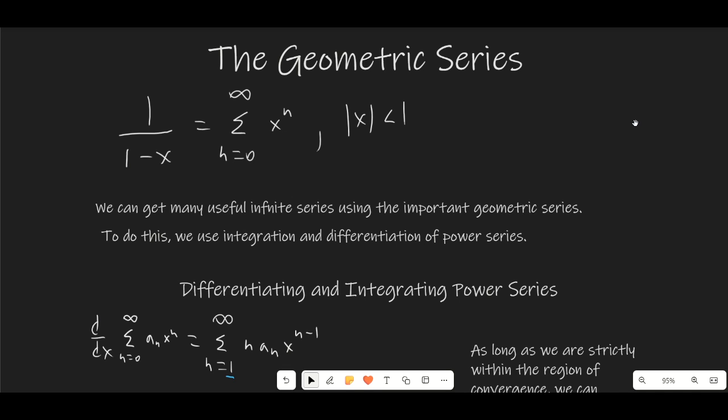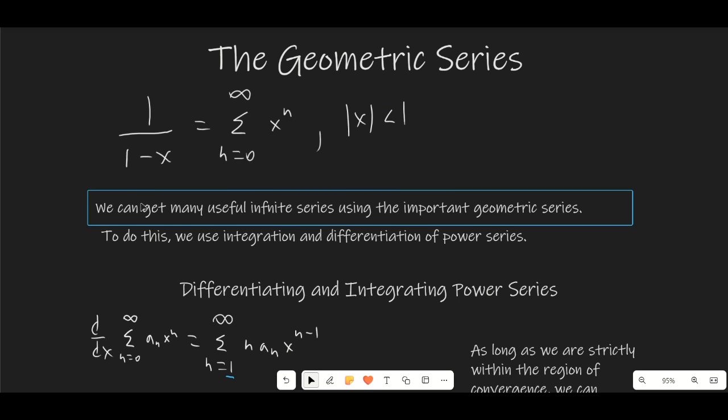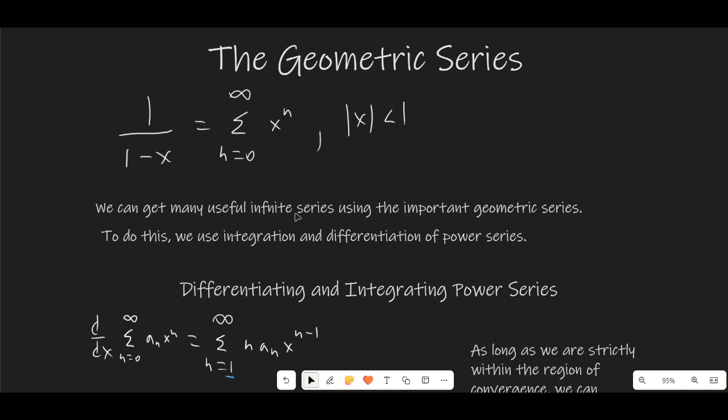So the most important one by far is the geometric series here. This is 1 over 1 minus x is equal to the sum from n equals 0 to infinity of x to the n. The radius of convergence here, which is pretty easy to calculate, says that the absolute value of x has to be less than 1. Using this summation, we can actually get lots of different useful infinite series, and we can do this using integration and differentiation of power series, which we're going to go over right here.